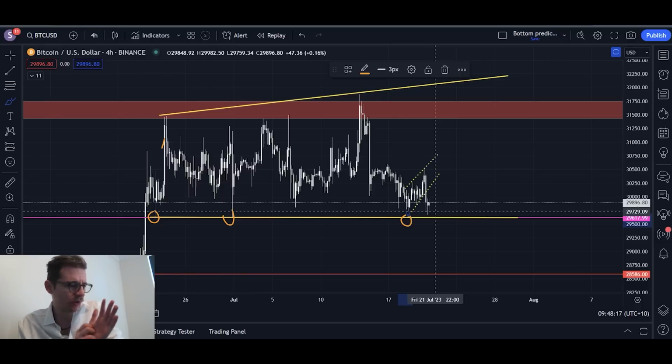Now, when I talk about a short-term cliff, what I mean, as I spoke about in the introduction, is a level, a cliff, right? If you fall off the cliff, you're going to go downwards. That's what I mean. It's a level which you need to hold. It's a support zone. It's a very important support zone.